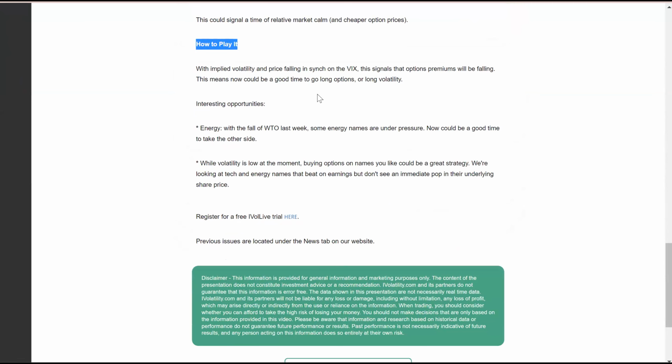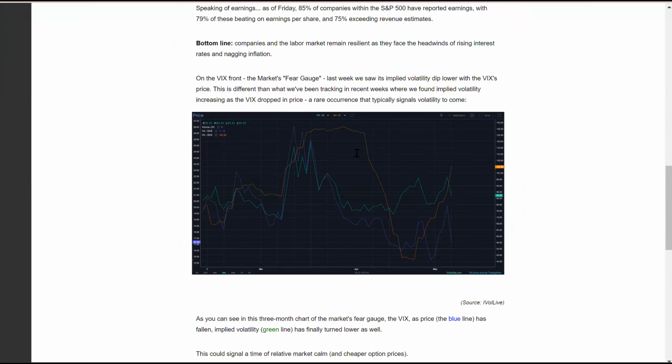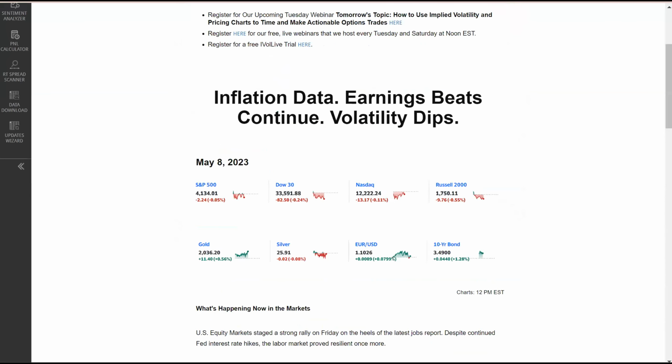So it's like, okay, great. You have all this data, you have all this analysis. Well, how do you make money from it? So we like to put different actionable ideas there.